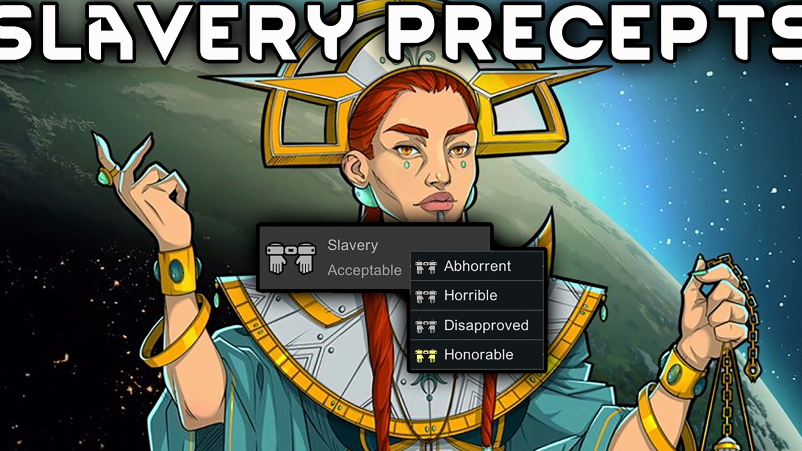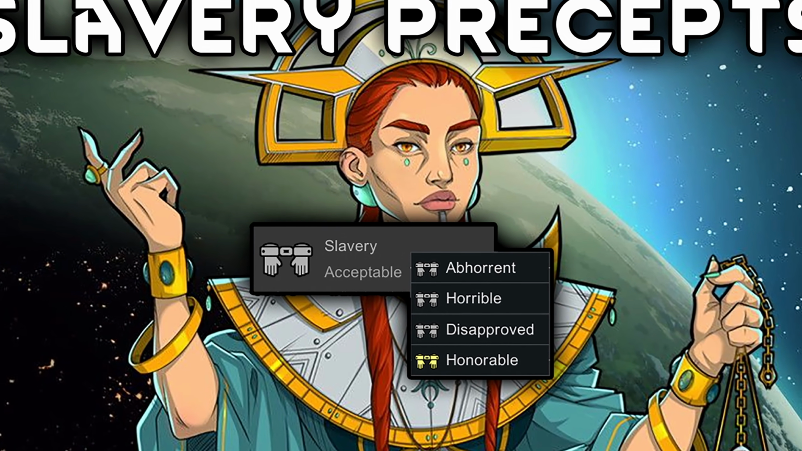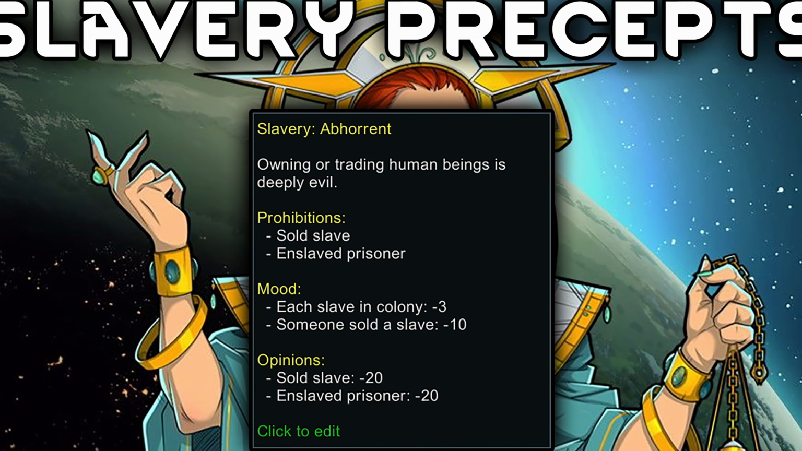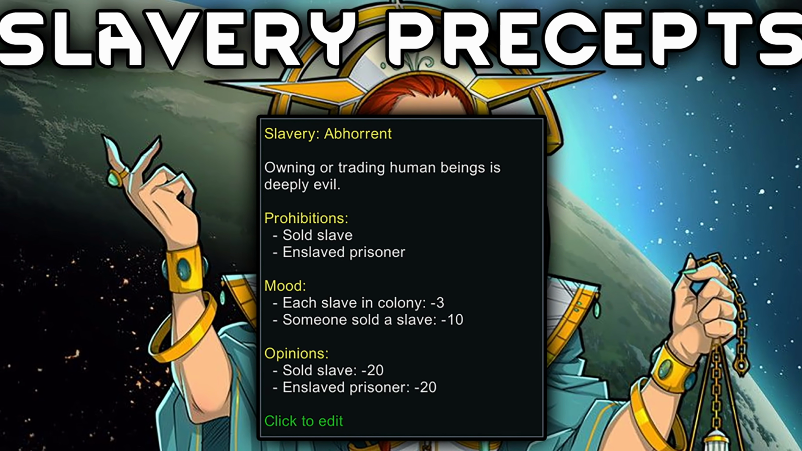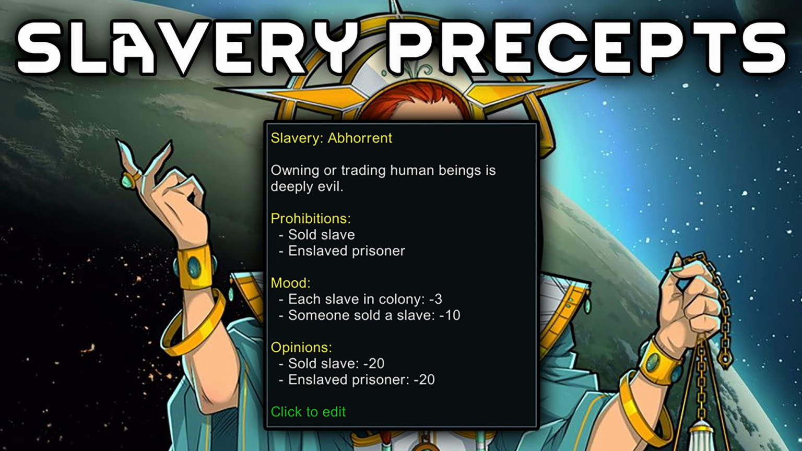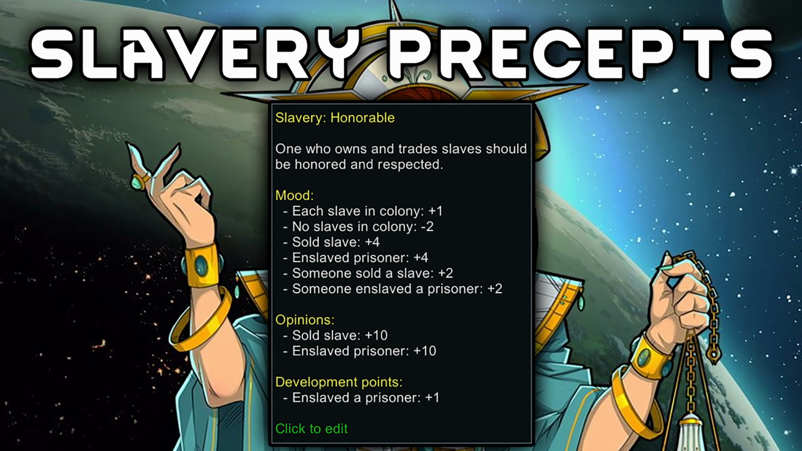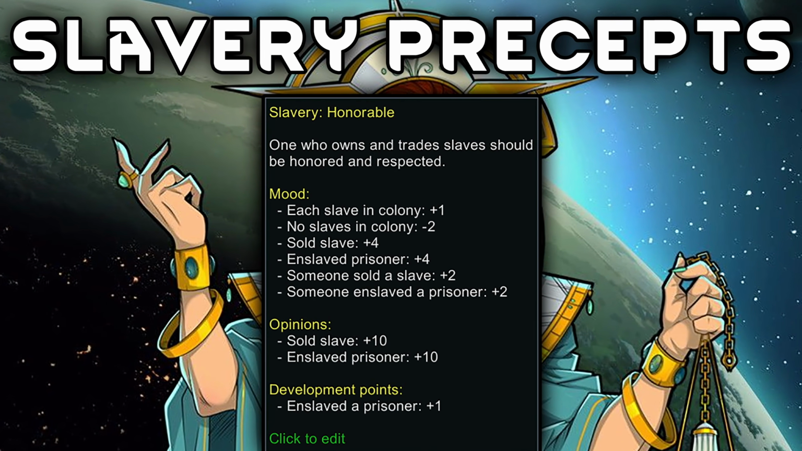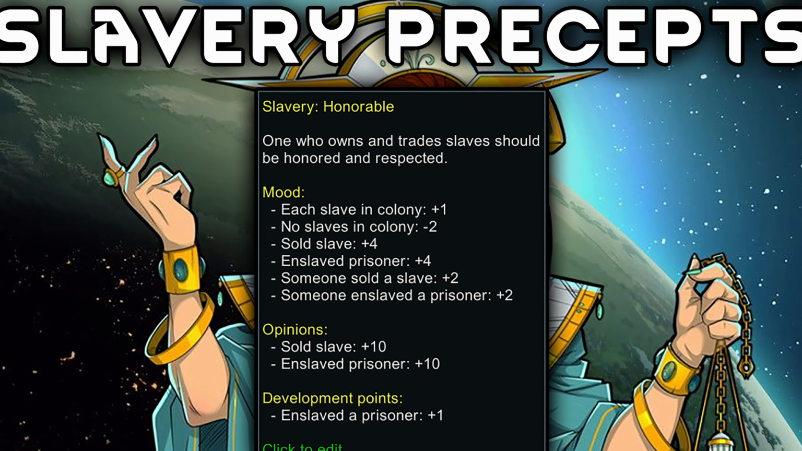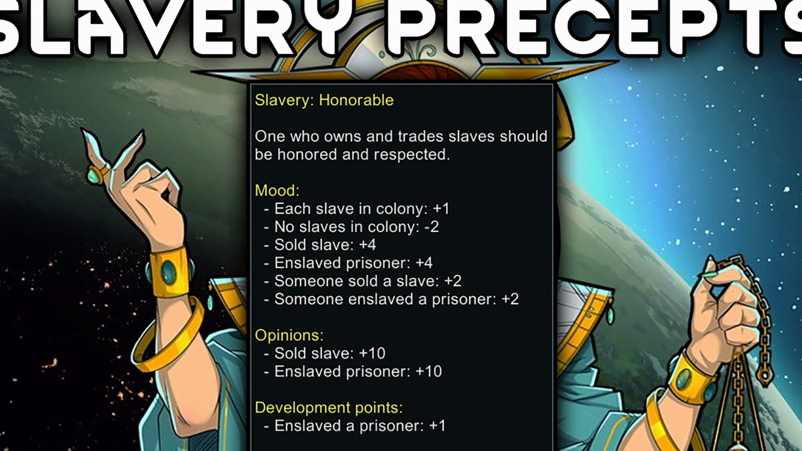Before you start enslaving people, you should probably know that depending upon the slavery precept of your ideology, your colonists may or may not want to enslave others. Some ideologies find slavery abhorrent and will prohibit the enslavement of others and also prohibit the sale of slaves. Other ideologies may honor the precept of slavery and actually suffer mood penalties if the colony does not enslave others.